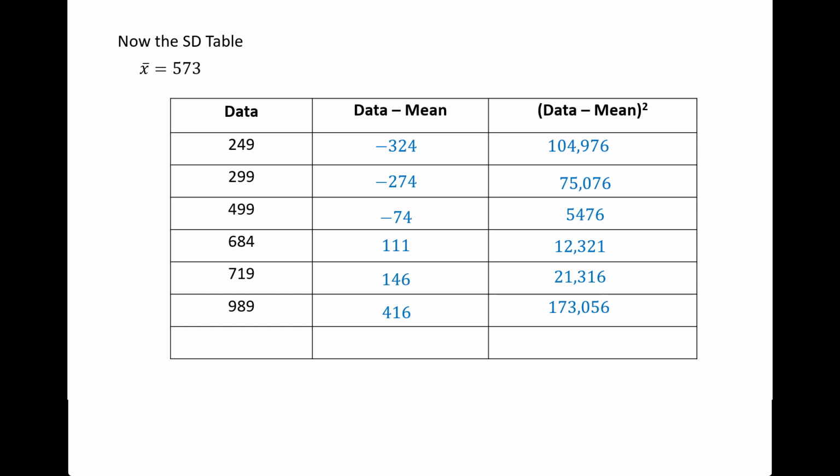And finally, square 416. And the square of 416 is 173,056. Now the summation symbol, that means we need to add up everything in the third column to give us the total. And the sum of those 6 numbers is 392,221. Let's remember that. The total, the sum, is 392,221. That number will be important as we continue to find the standard deviation.